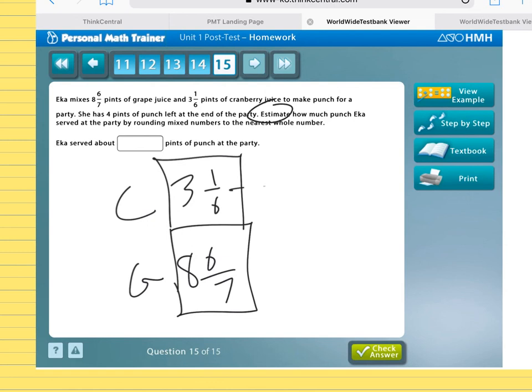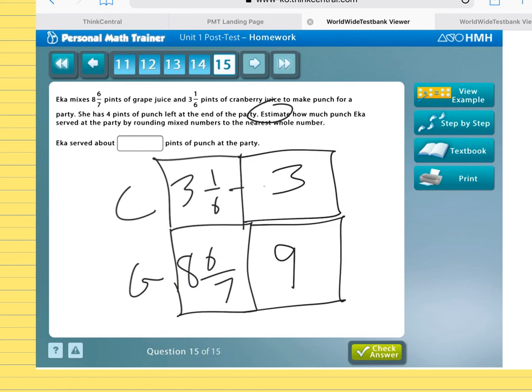So this is going to be a two-step problem. First thing I'm going to do is estimate. So 3 1/6 would round down to 3 pints. 8 6/7 would round up to 9 pints. So this estimated amount of punch she made is 12.